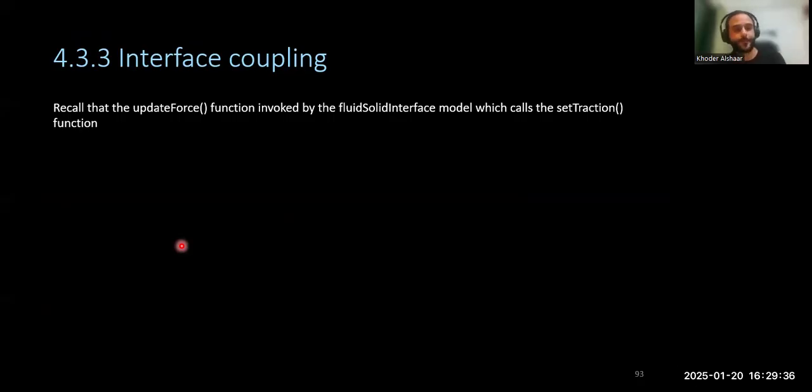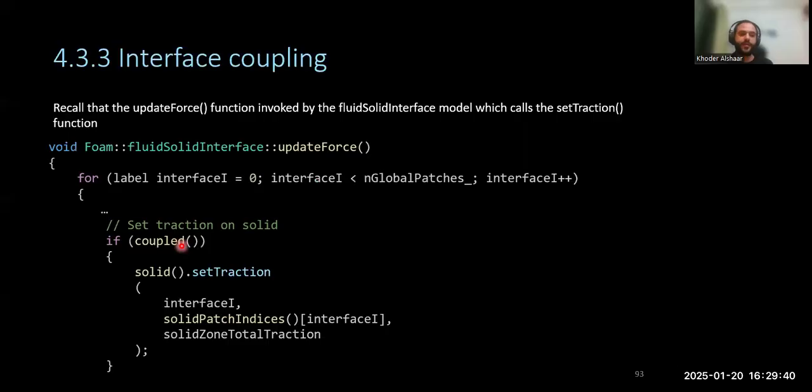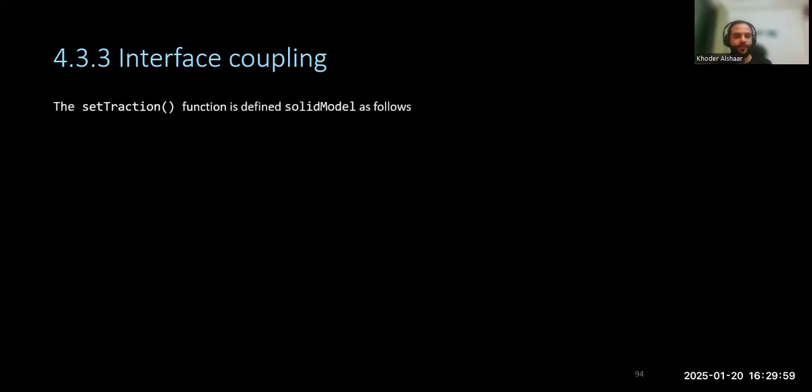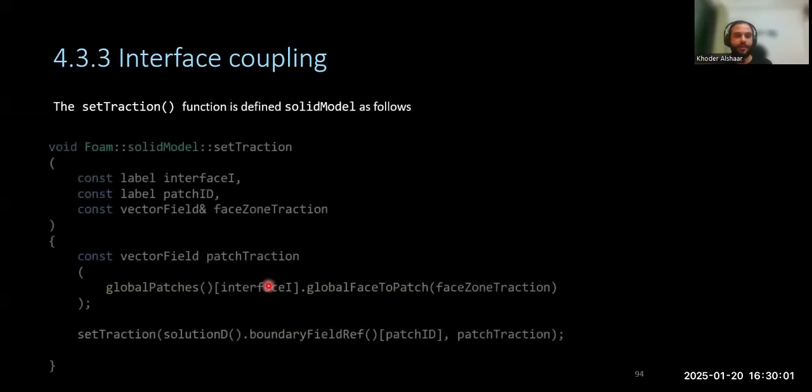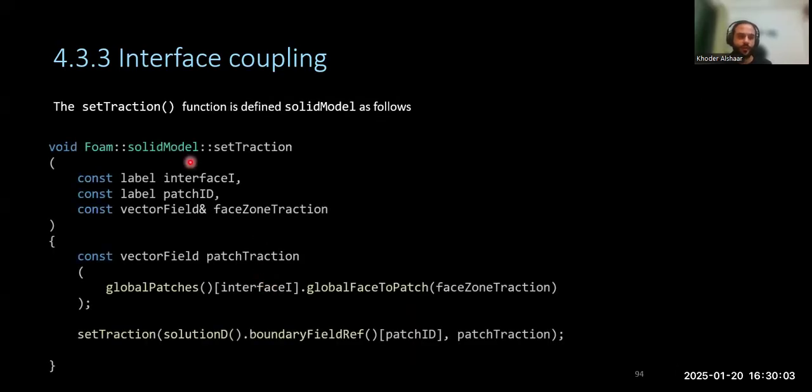So for this reason, recall the update forces that I told you about. This function, we said that it calls another function called set traction. This function update forces is part of the fluid-solid interface algorithm or class. So it will call this on the solid object, a set traction function. This set traction function is defined in the solid model. So now we see that it's part of the solid model class.